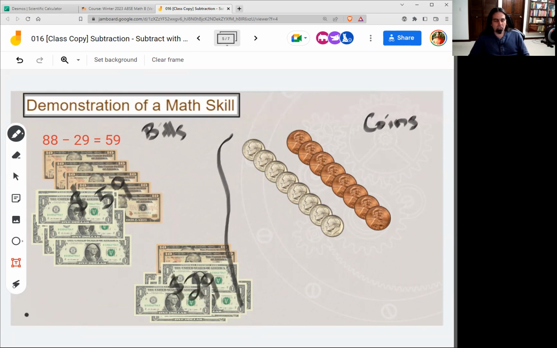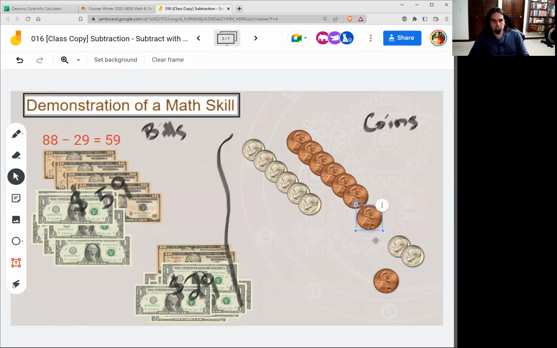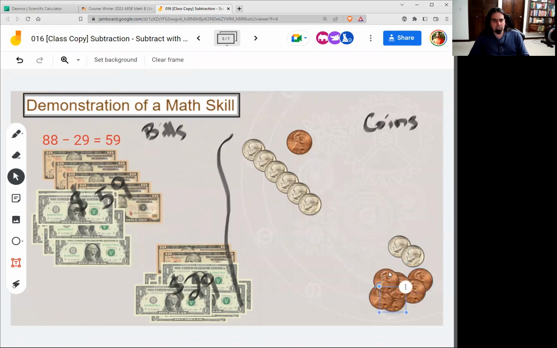Doing it on the other side, it looks the same, just with different objects. I want to start moving my 29 things. So there's my 2 10s. 1, 2, 3, 4, 5, 6, 7, 8. Oh, I need one more penny. I don't have it. So I'll take any one of these and say goodbye, replace you with 10 ones.